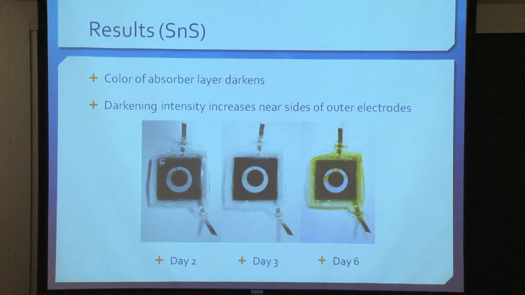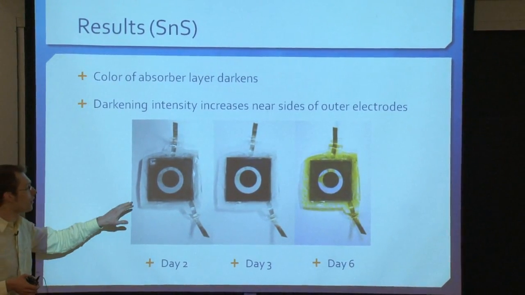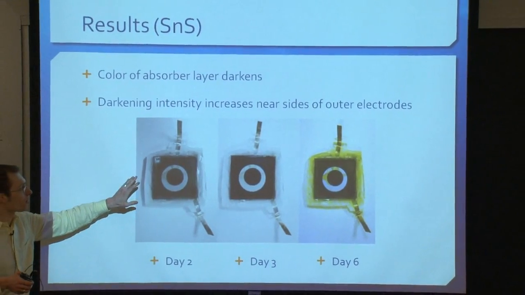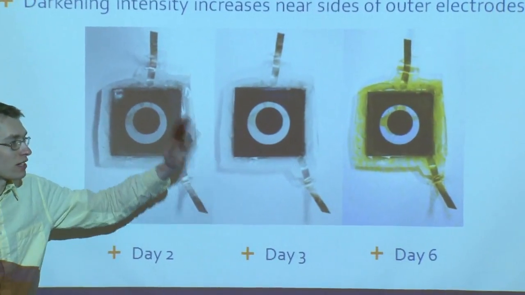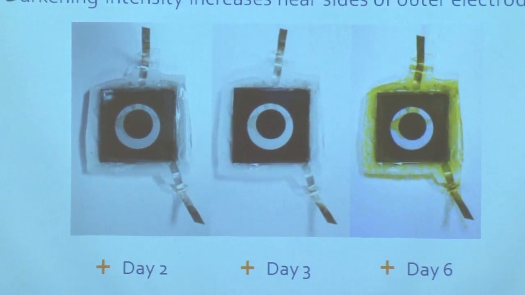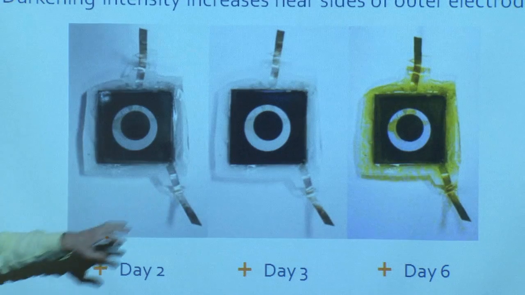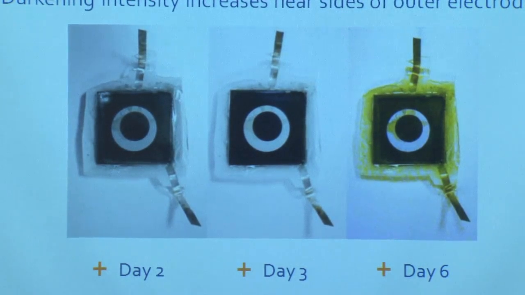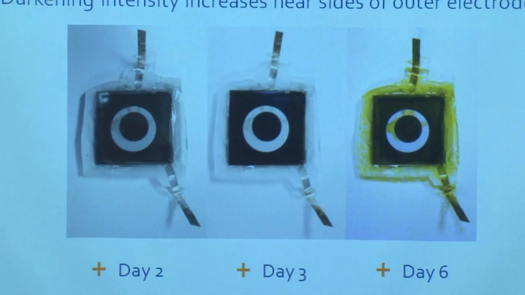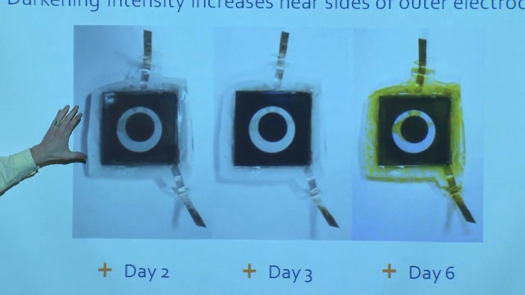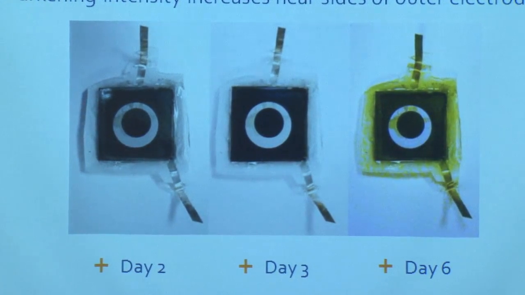But I think it would show up better if we turned down the room lights, but there is a darkening from day 2 to day 3, okay, and then also to day 6, but that's kind of overwhelmed by the yellow glare. Yeah, maybe now you can see it a little bit better. And we also wanted to point out that although this happens across the whole device, there's particularly more change around the edges.